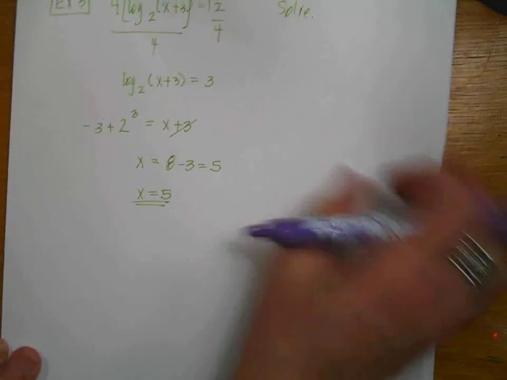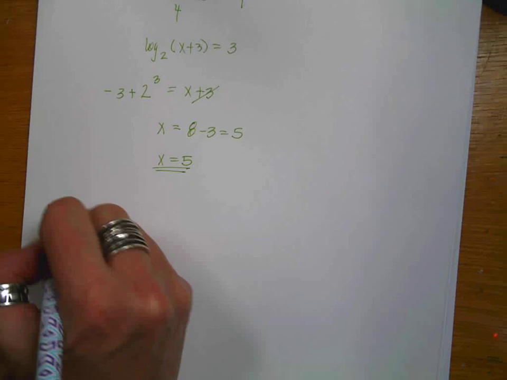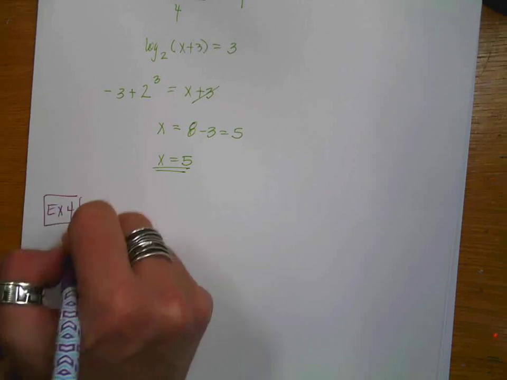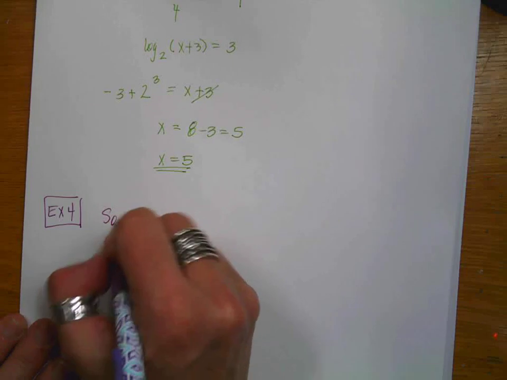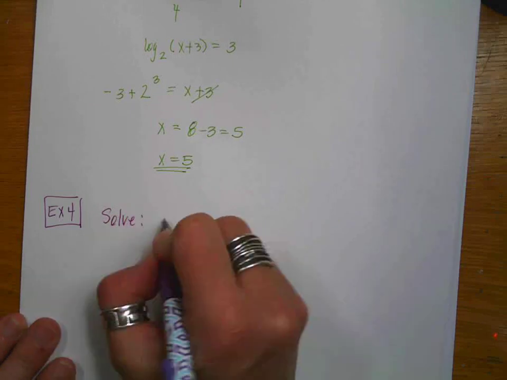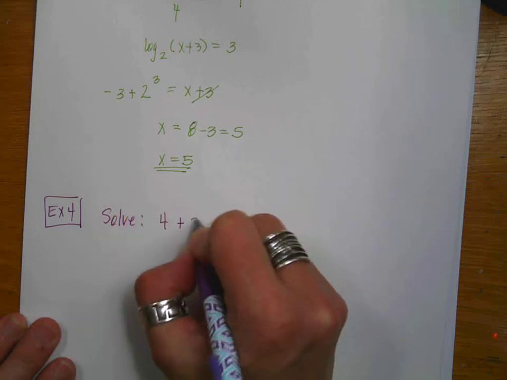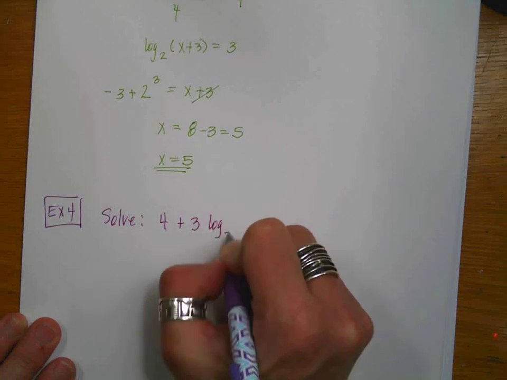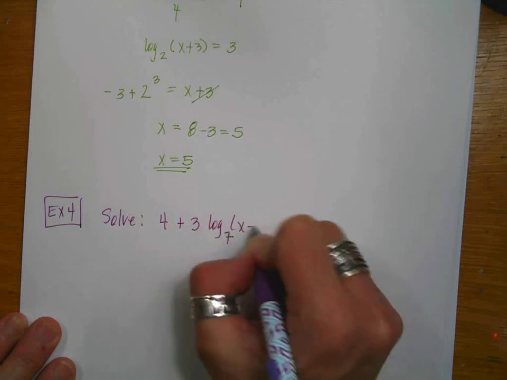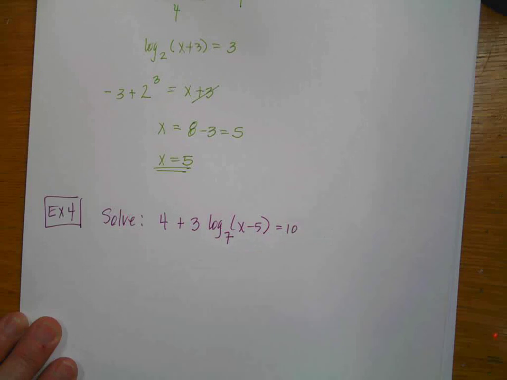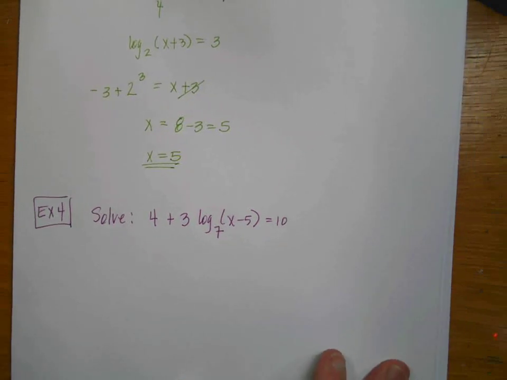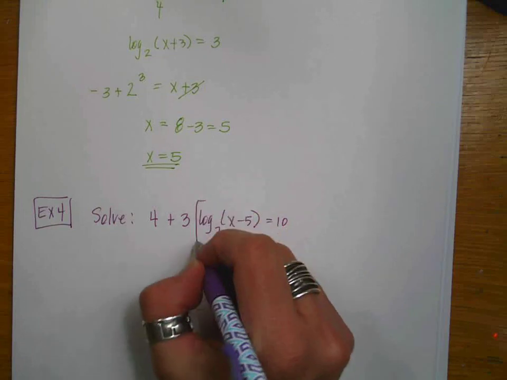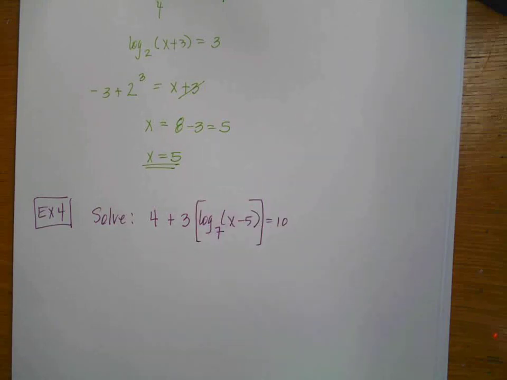All right, I have one more example. Yay. Nice short video today. So this equation is going to be our most entertaining yet. So I'm going to have 4 plus 3 log base 7 of x minus 5 is equal to 10. So remember, when we're solving equations, I have to undo everything that happens. The goal is to isolate this part of the expression.